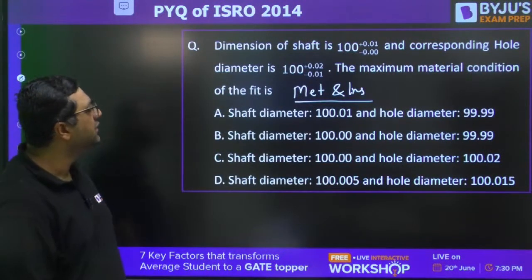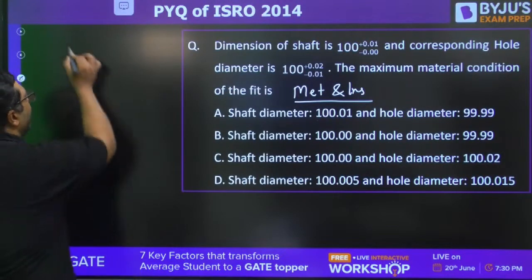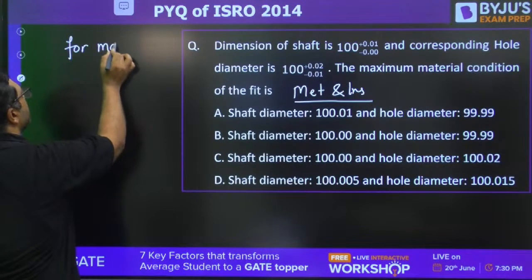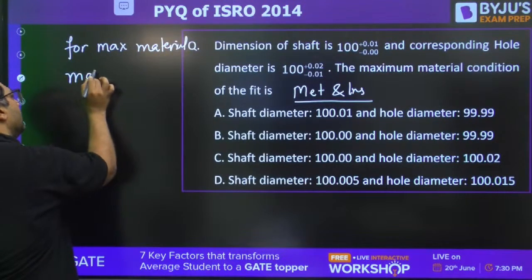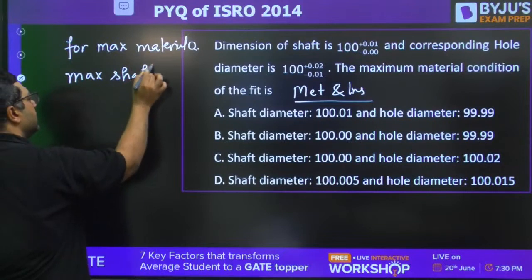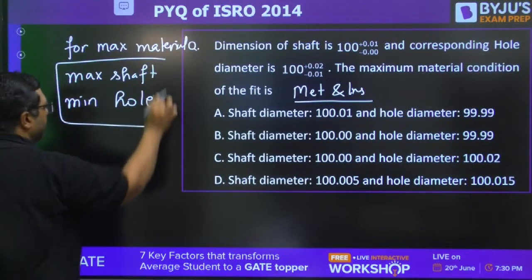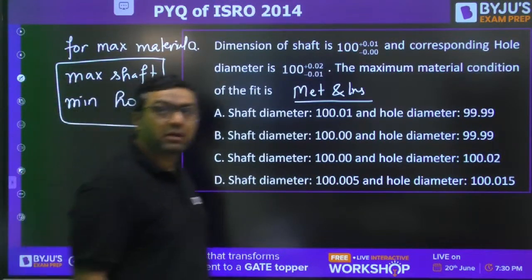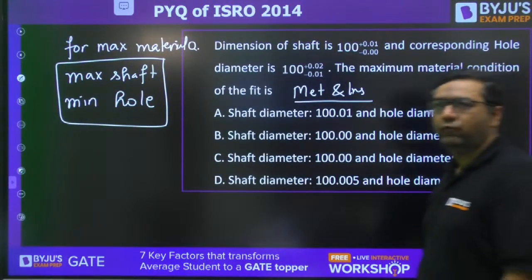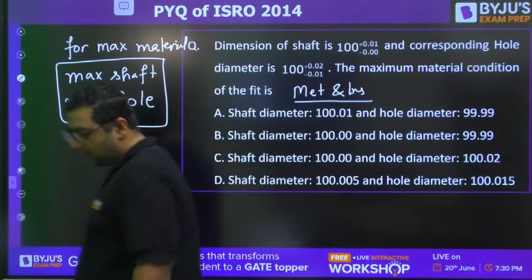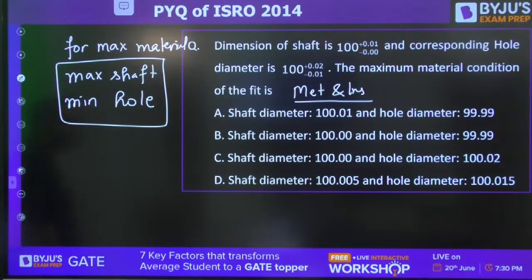Dimensions of a shaft are given, and the corresponding hole is given, for maximum material condition. So my dear, for maximum material condition, we have the maximum shaft size and the minimum hole size. That will be your answer. Tell me what will be the answer for this question. For maximum material limit, for the size of the shaft you need to take the maximum one, and for the size of the hole you need to take the minimum one.